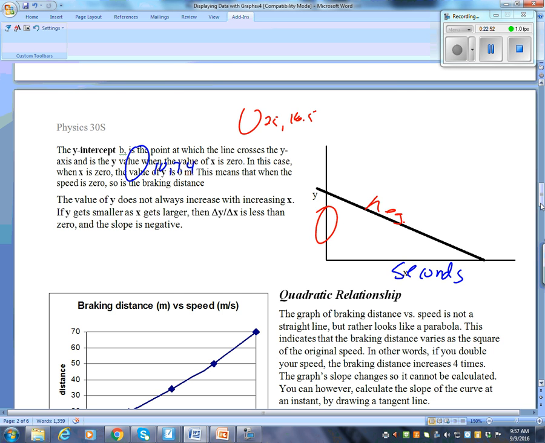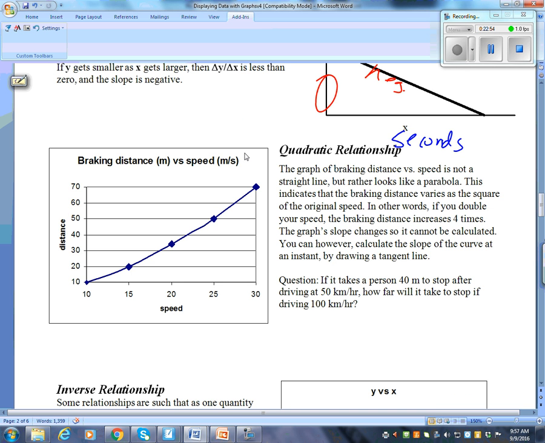Okay, another kind of relationship. Quadratic relationship. I had a quadratic relationship in high school. I was good at square.